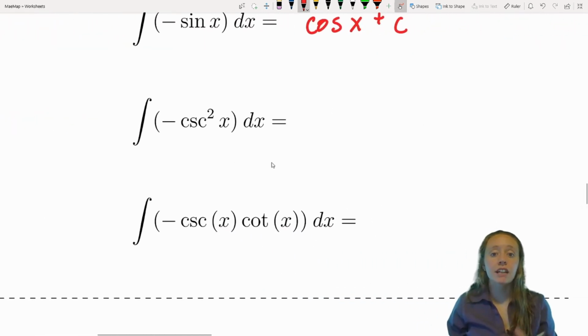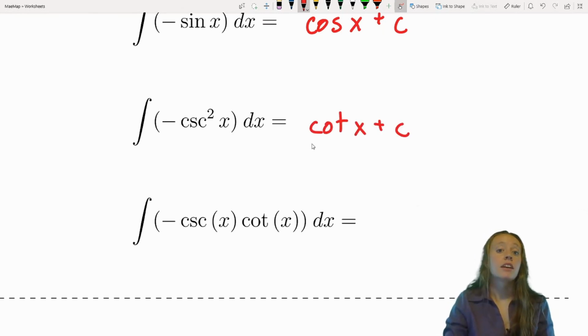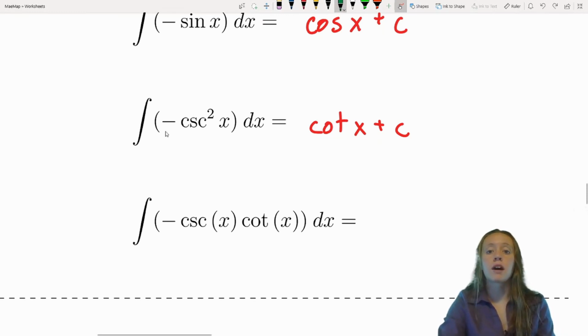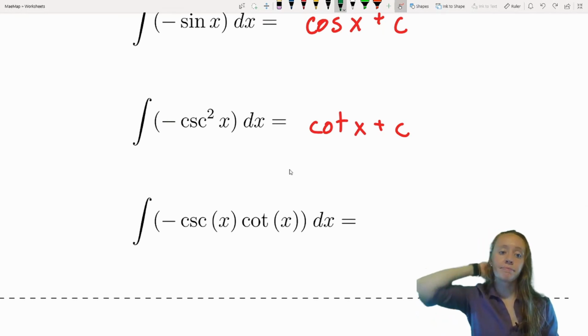And again, for negative cosecant squared of x, that becomes a cotangent of x plus c. Taking the derivative of cotangent of x, we get a negative cosecant squared of x. So again, if this was positive, then this would become negative when integrating. So again, keep track of those signs.